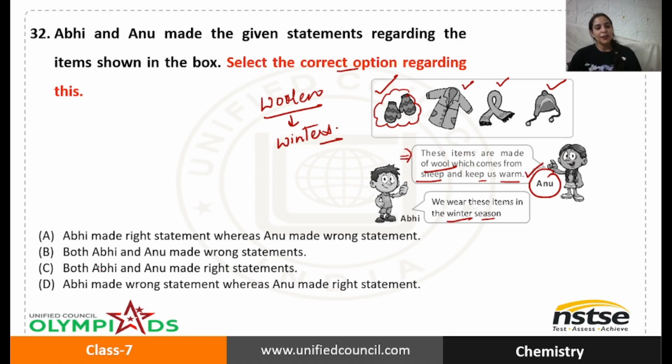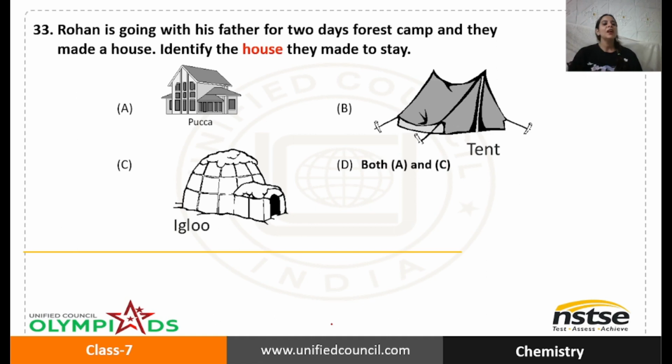So let's now read the options. Option A says Abhi made right statement whereas Anu made wrong statement. This one is incorrect because both of them made right statements. Option B says both Abhi and Anu made wrong statements. Again false. Both of them made right. Option C says Abhi made wrong and Anu made right. Again no. So which one is the correct answer? Yes, you got it right. Option C. Okay, next question says Rohan is going with his father for 2 days forest camp and they made a house.